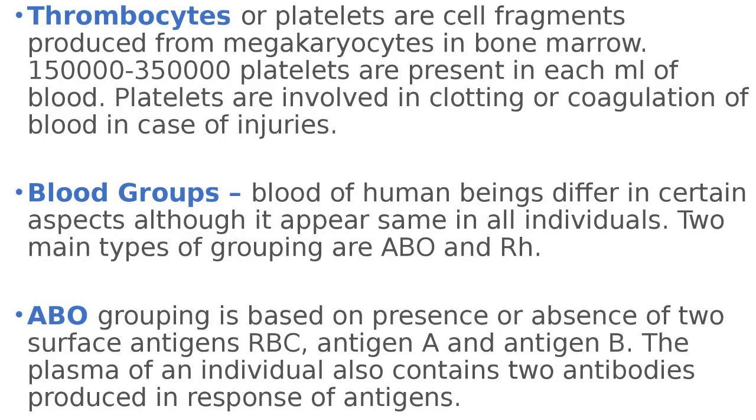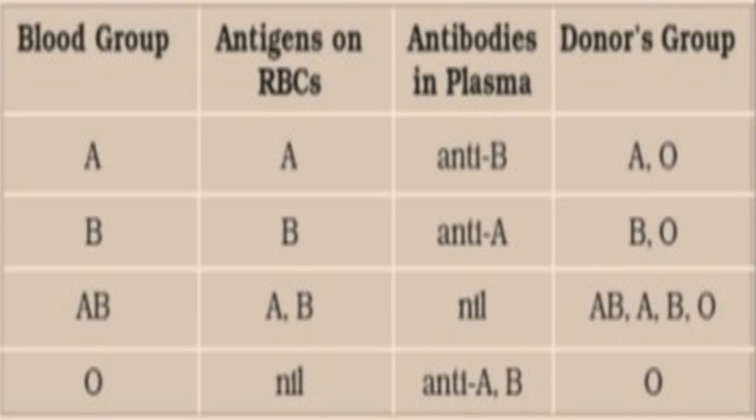All human beings have blood group A, B, AB or O. Basically, A and B antigens are present, and the plasma of an individual contains two antibodies which are produced in response to antigens. Next slide. Look at this slide.